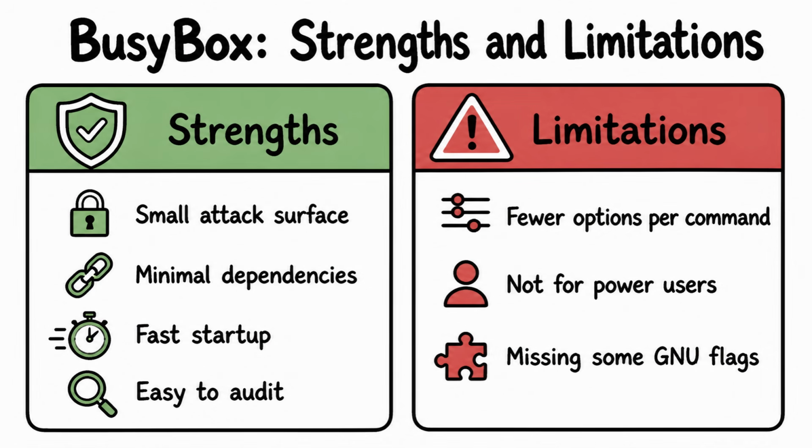Now, to be fair, let's talk about Busybox's strengths and its limitations. On the strength side, it's tiny, it has minimal dependencies, its small code base is easy to audit for security, and it starts up incredibly fast. On the limitation side, Busybox's implementations of tools are deliberately simplified. Some advanced flags that GNU grep or GNU awk support just aren't there. If you're writing complex shell scripts that rely on bash-specific features, you might hit edge cases. Busybox is brilliant for embedded systems, but for heavy-duty scripting on a server, you'll want the full GNU tools.